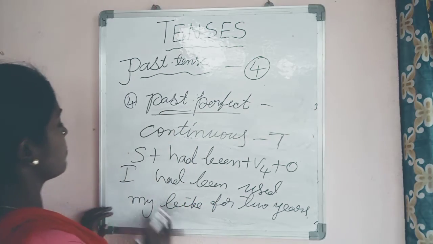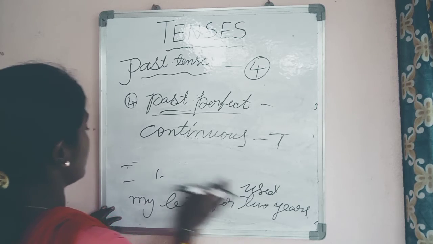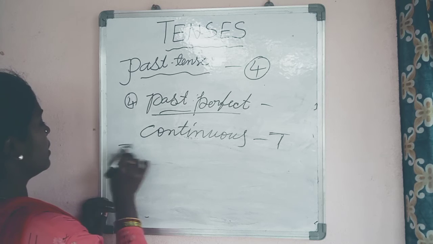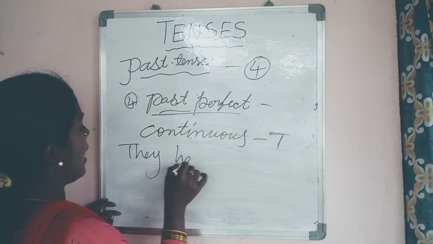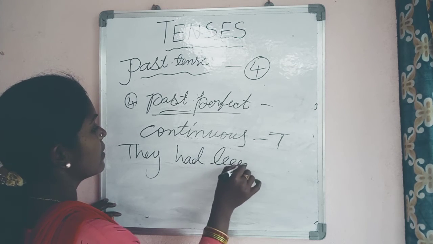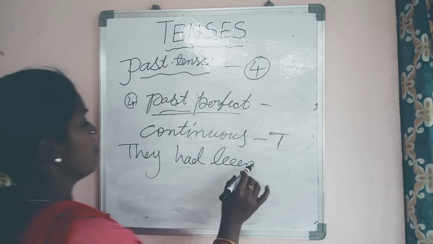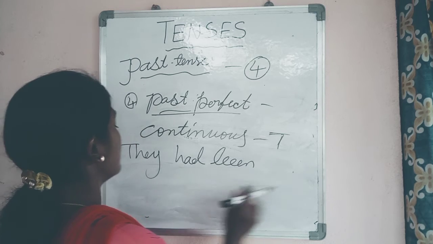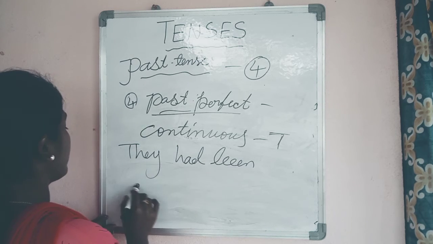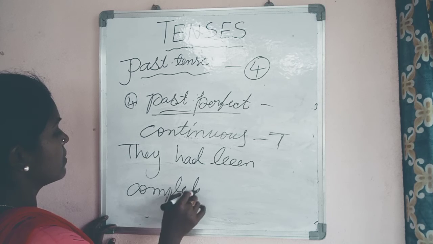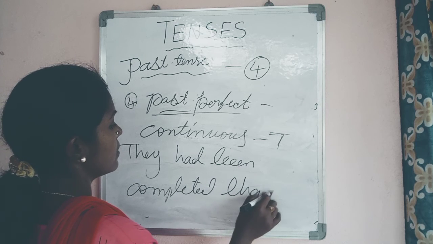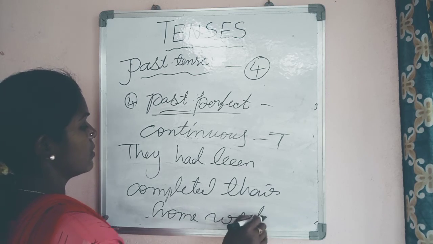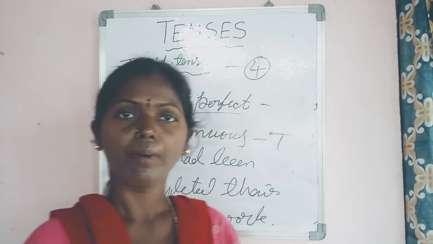Next, another example of past perfect continuous. They had been completing their homework. This is also an example of past perfect continuous tense.